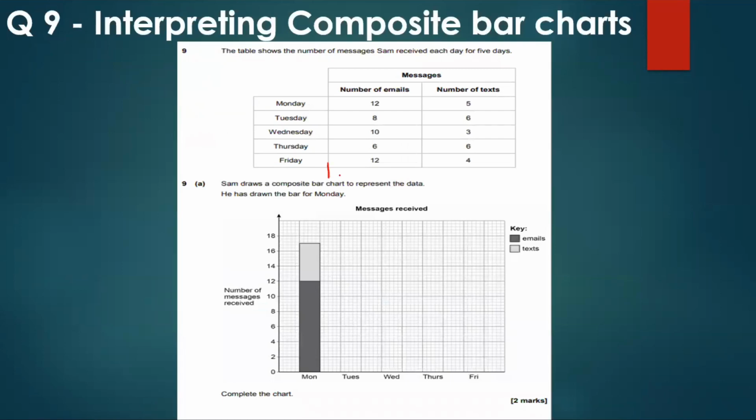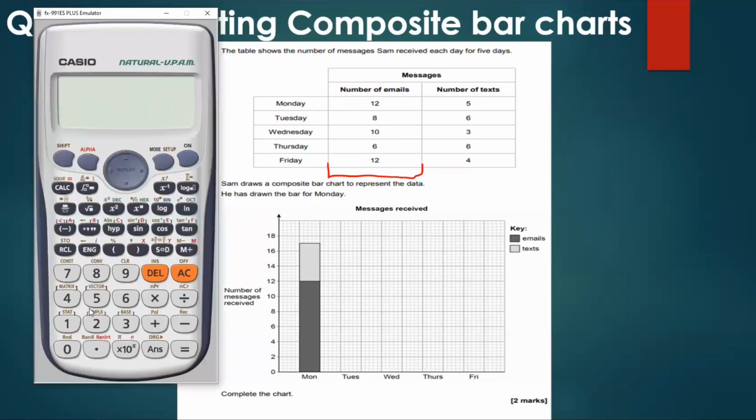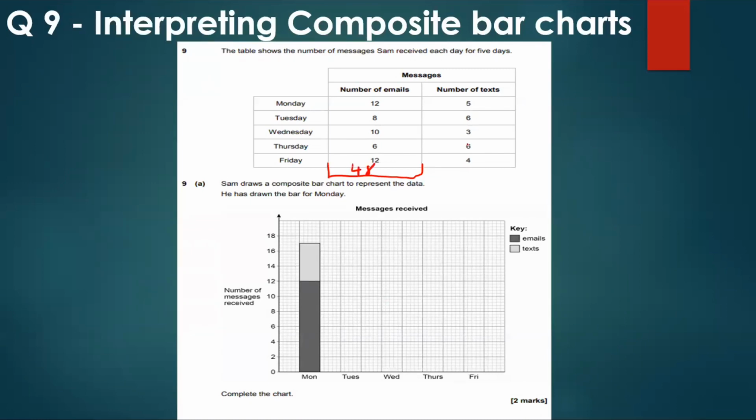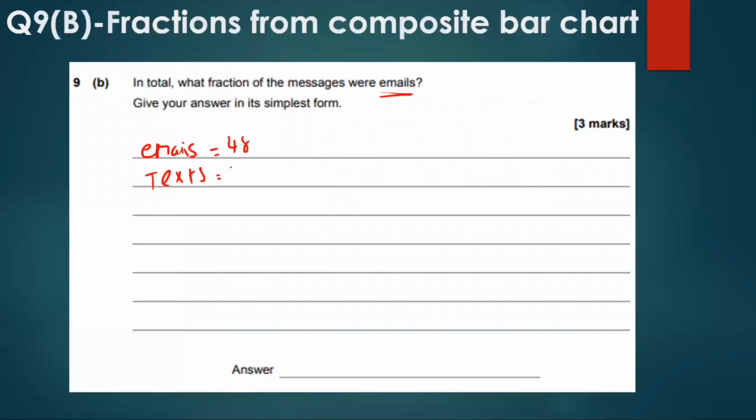The total number of emails is 12 plus 8 plus 10 plus 6 plus 12. Luckily, I'm a bit lazy, I've got a calculator with me and I'm going to make sure I use it. So 12 plus 8 plus 10 plus 6 plus 12, which I'm sure you can all do in your head, gives you 48. And then 5 plus 6 plus 3 plus 6 plus 4, I'll do it in my head this time, that's going to be 24. So I've got 48 emails and 24 texts.